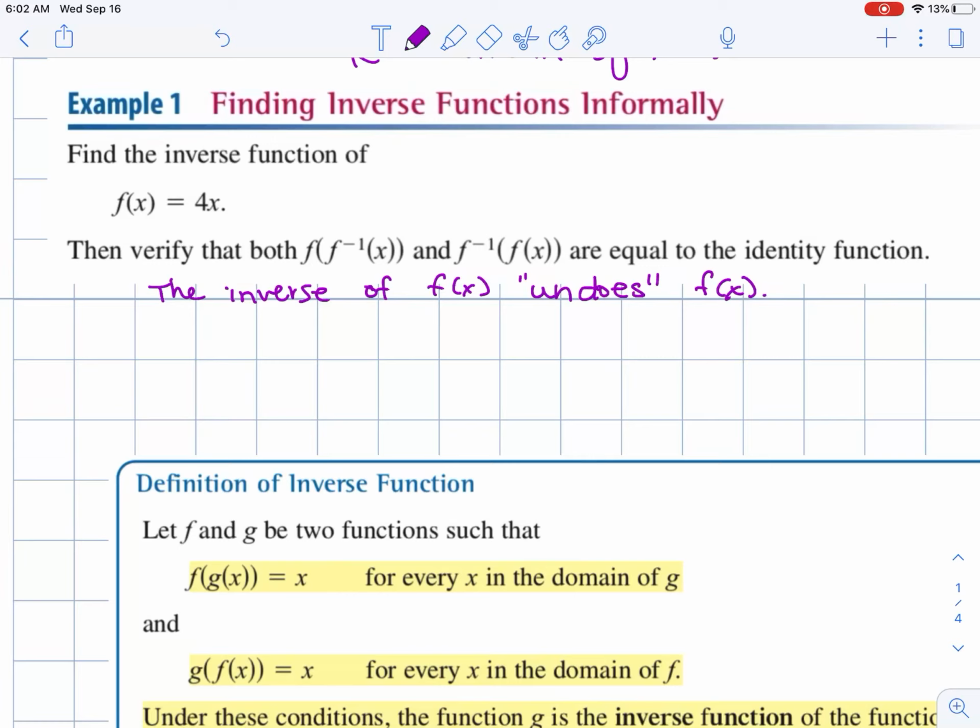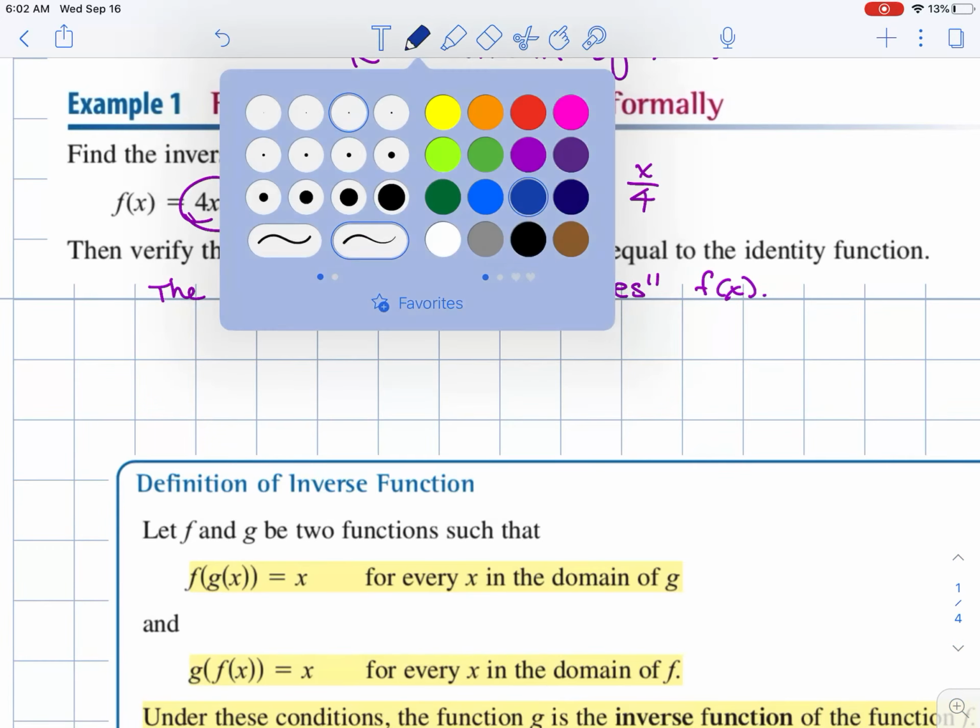They undo each other. So if f of x equals 4x, what would be the thing that undoes 4x? How could we undo the 4 on the x? Well, I know the thing that undoes it, instead of multiplying by 4, we could divide by 4. So the inverse of f of x we could write as x over 4 instead.